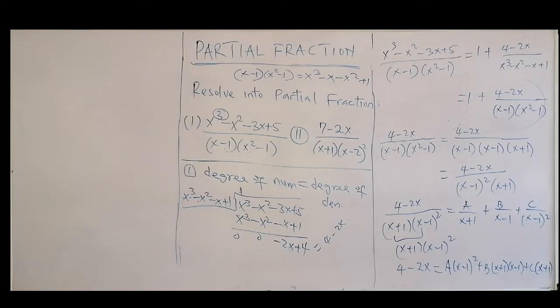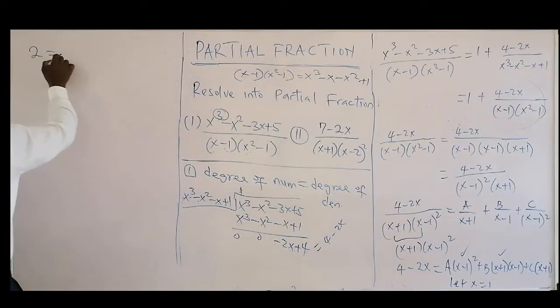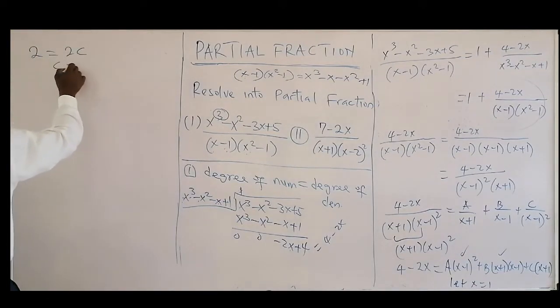So let x equal 1. If x is 1, this will cancel, then we can get C. And that will be 4 minus 2 for the left hand side, 4 minus 2, that's 2. Then we have C into bracket 1 plus 1, that's 2C. So C is 1. Yeah, C is 1. Then let's look for another variable.